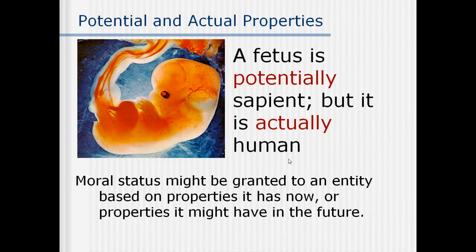capacity, sapience. On the other hand, you don't have to worry about potentiality at all if you want to talk about being a human being. The fetus is already a member of our species. And you don't need to worry about potentiality to say that it is actually human. So if you say that the moral status of the fetus comes from its actual properties, then you can say it is actually human, from the moment of conception. So in general, bear in mind that moral status might be granted to an entity based on properties that it has now or properties that it might have in the future.